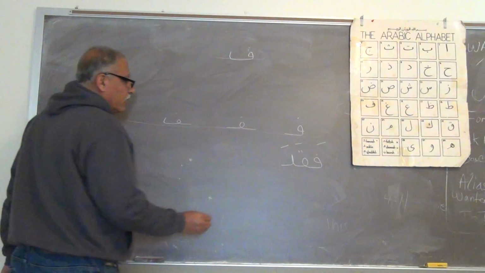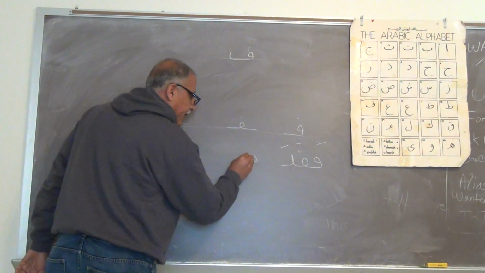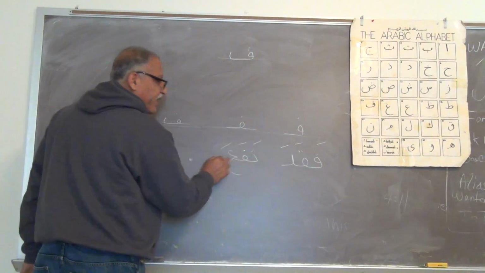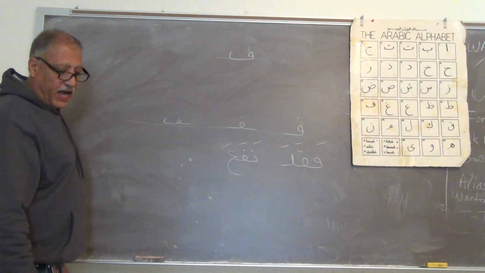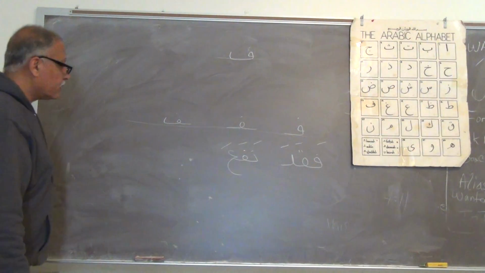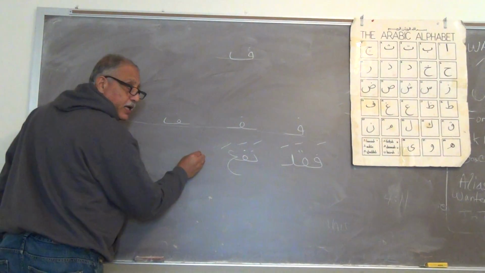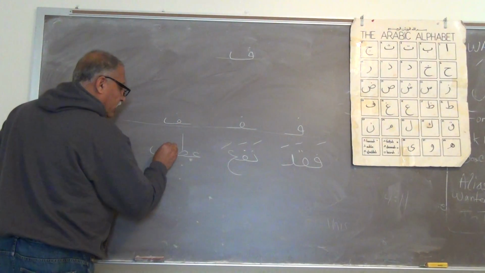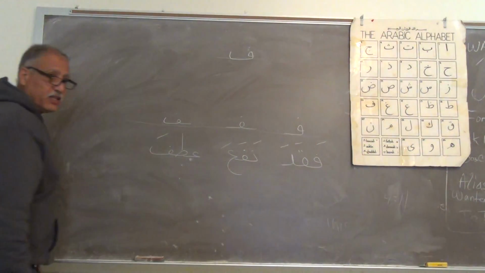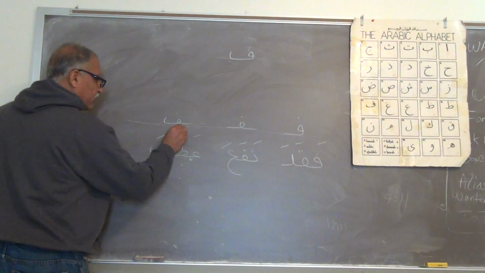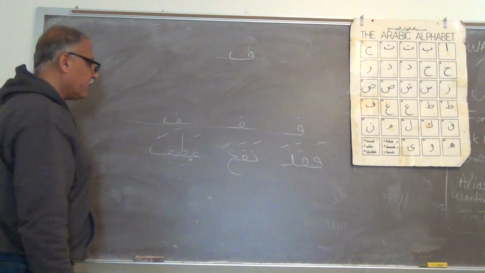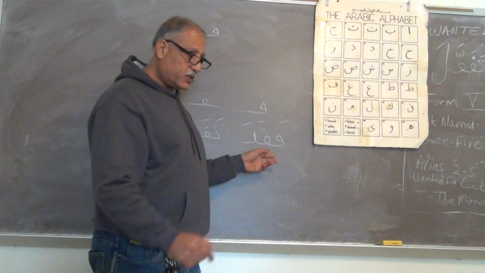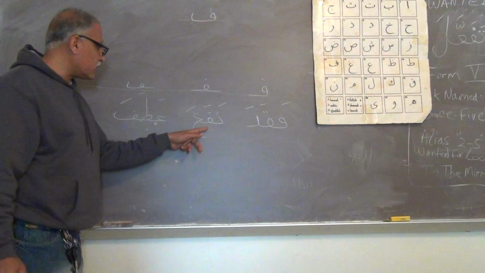In the middle, نفع. And at the end of the word, it's going to be like that: عين طاء فاء. عطف.